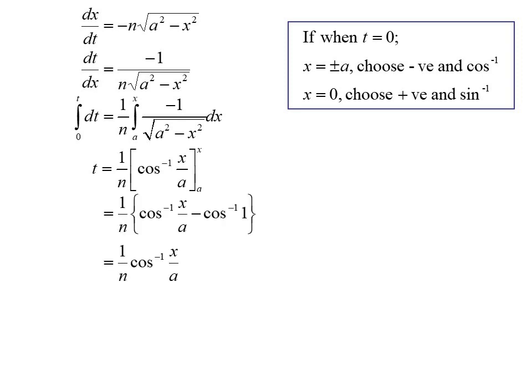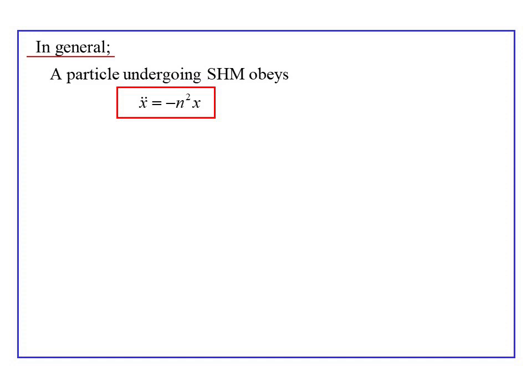Right, substitute in, and we end up with 1 on n inverse cos of x on a, but that's t. We want to make x the subject, so multiply by the n, undo the inverse cos, and there it is. It's a nice cosine function. x is equal to a cos nt. So in general, what do we know? We know that acceleration is minus n squared x.